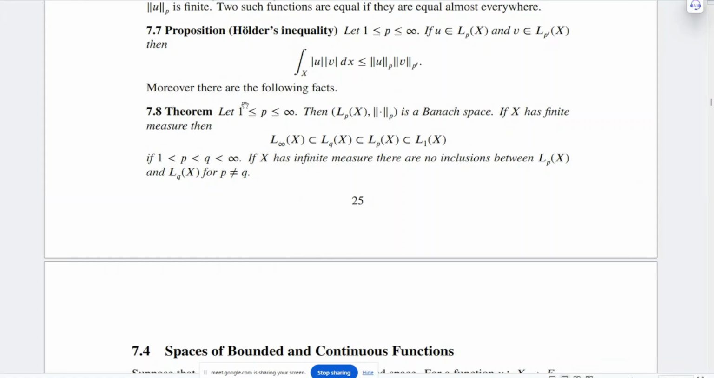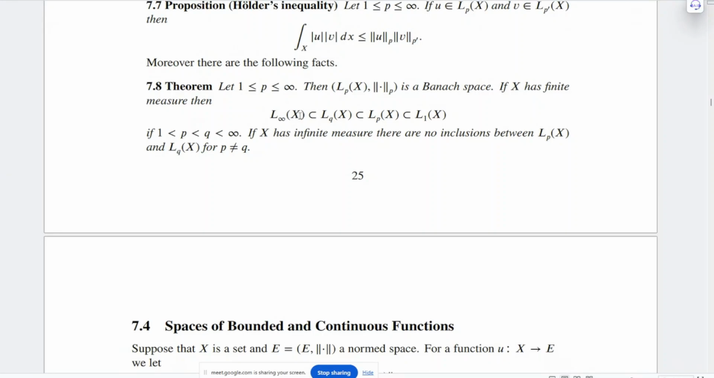Moreover, there are also the following facts. For 1 less than or equal to p less than or equal to infinity, L^p(X) is a Banach space. If X has a finite measure, L infinity is contained in L^q, that is contained in L^p, that is contained in L^1(X), if 1 is less than p less than q less than infinity. If X has infinite measure, these inclusions are not true. These are slightly delicate matters. When I come to you, Mizoram, at this month end, I will do it there.